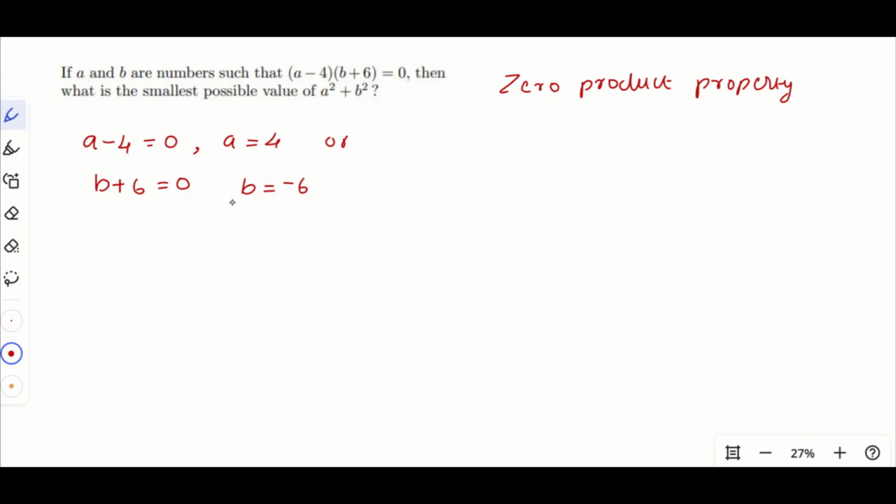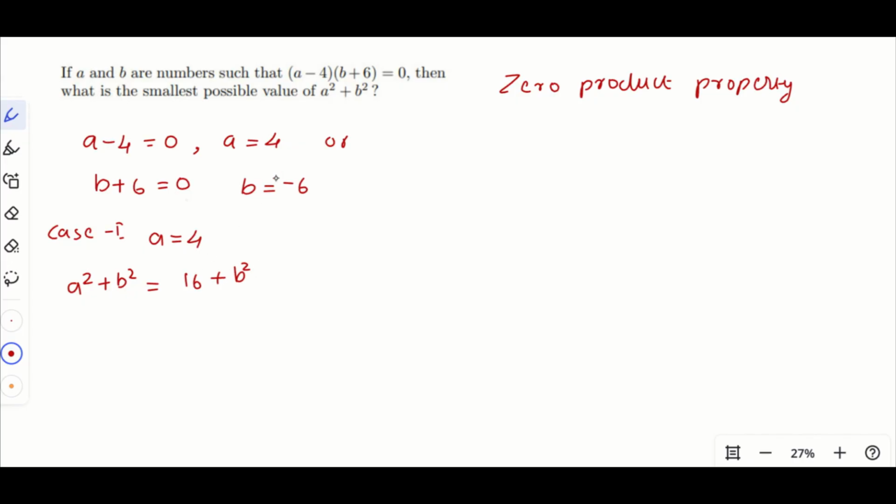So we cannot obtain any conclusion without solving it properly, right? So let's take each case. What is our case 1? A is equal to 4. Then we can take a square plus b square is equal to 16 plus b square, right?